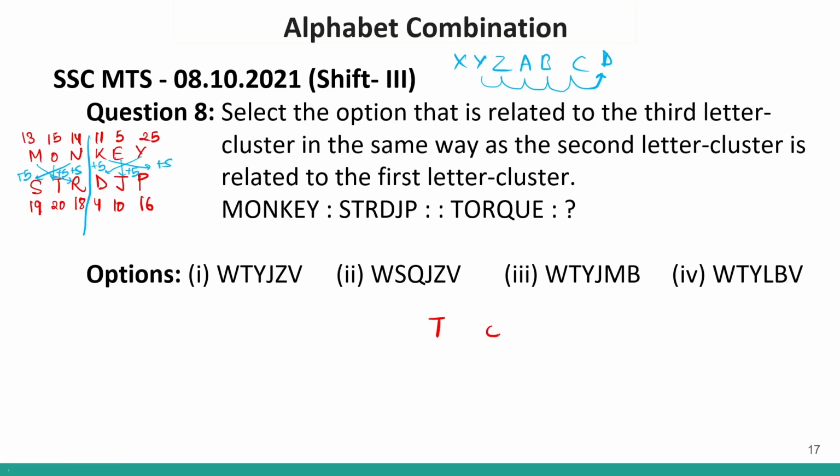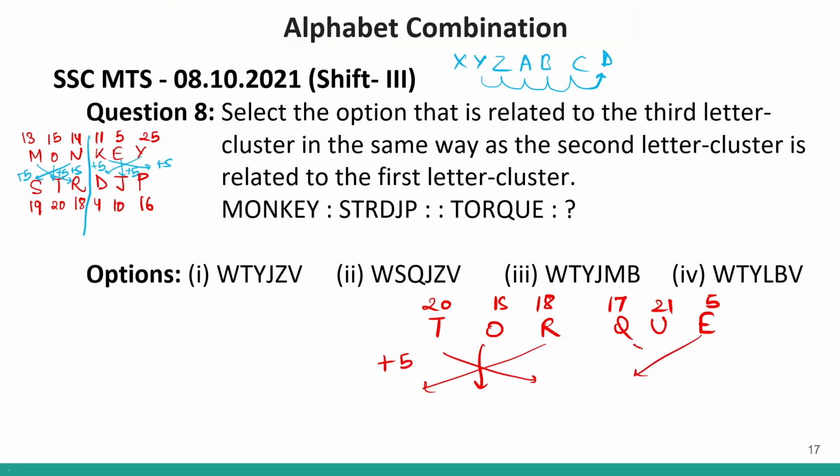We have TORQUE, right? This has to be changed. So let me give them forward ranks: 20, 15, 18, 17, 21, 5. So over here we have to move in this fashion in plus 5, right? We have to move in this pattern in plus 5.